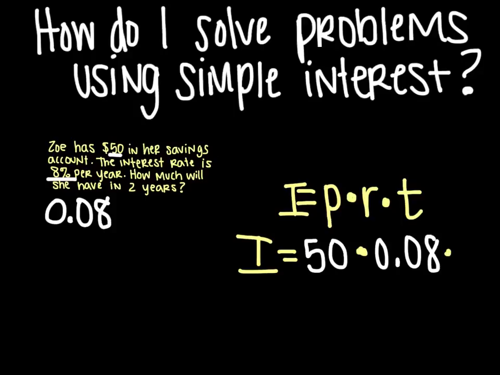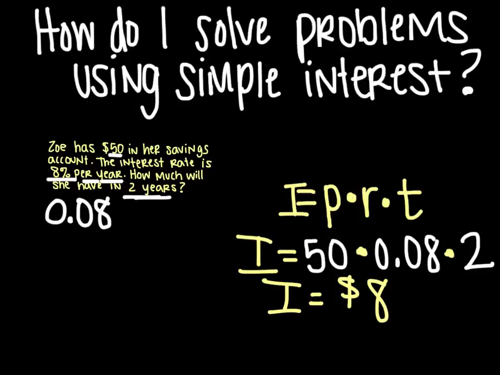And then multiply it by time. Time is measured in years, and the question is asking for how much she'll have in 2 years. So time is 2, because it's 8% per year, so 2 years time. So then we multiply all of this together. So 50 times 0.08 times 2, which will give you an answer of 8. So your interest is $8. That means she earned $8 more in that 2 years.